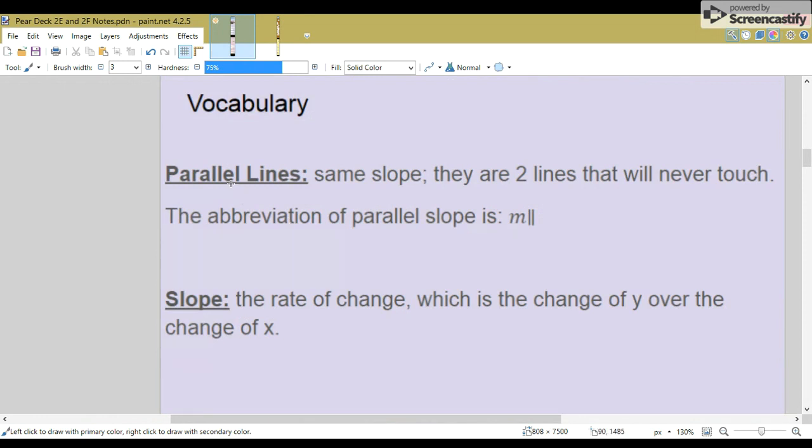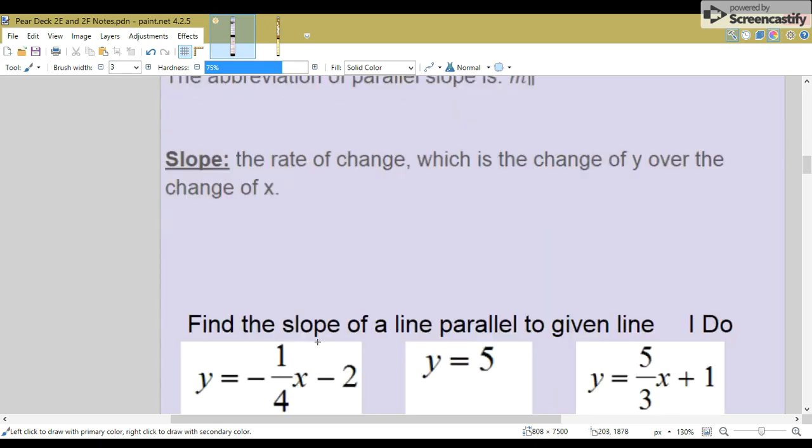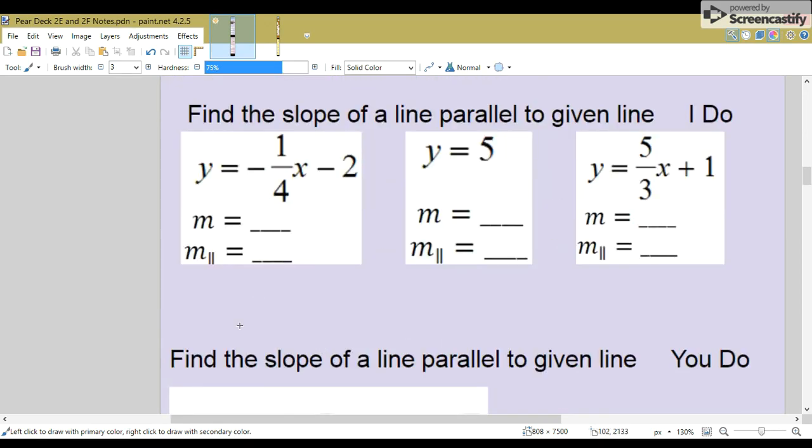Vocabulary: parallel lines, same slope. They are two lines that will never touch. The abbreviation of parallel slope is m with the two slashes. That's for parallel lines. Slope is the rate of change, which is the change of y over the change of x. Write this down on your Pear Deck foldable.